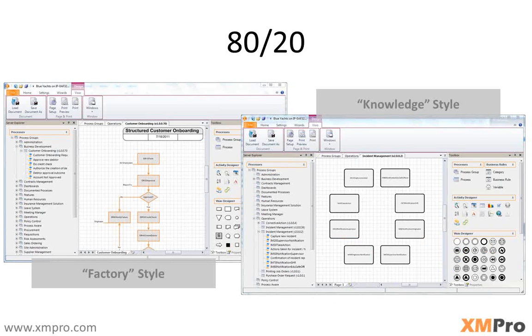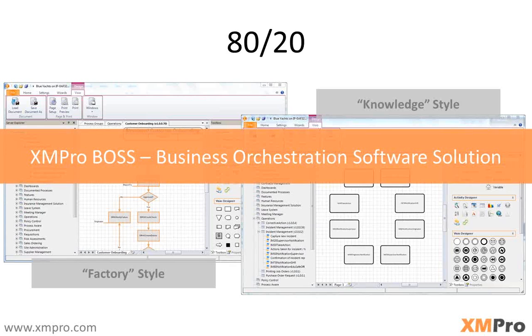The nice thing with XMPro is we can actually handle both. In actual fact, we can handle both of them in one single process, and we call this our business orchestra. XMPro is essentially a business orchestration software solution, or BOSS. So you can let your whole business be run by the XMPro BOSS. You only need one BOSS that can handle both the structured and unstructured side, and sometimes you even have them inside the same process.